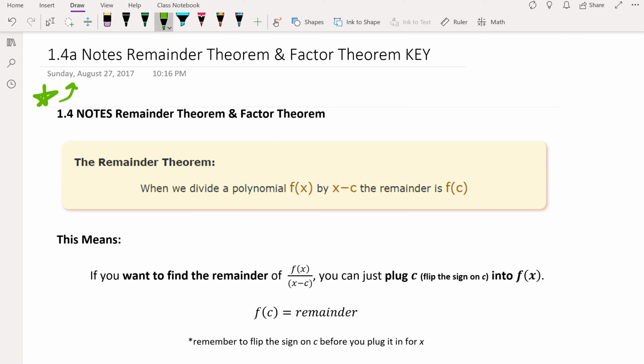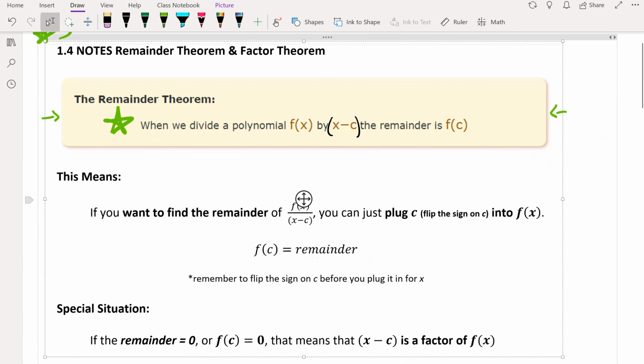All right, you do not need to write the remainder theorem down, but we are going to write down what it means. So first, let me start by reading the remainder theorem. When we divide a polynomial f of x by x minus c, the remainder is f of c. I wish they put parentheses around this x minus c, because it's supposed to look like a factor. So when we divide a polynomial by some factor-looking thing, the remainder is going to be f of c.